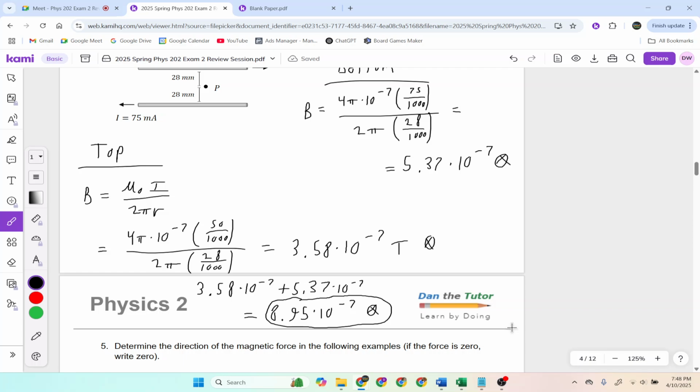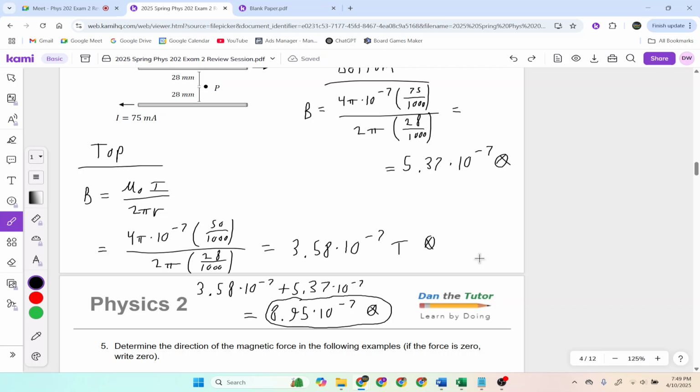If one was into the page and one was out of the page, would you subtract? Yes, I would subtract them, and which one would be positive and which one would be negative? Generally speaking, I would just say the stronger one is positive. What do I mean, the stronger one? The higher number. So let's say this was into the page and the other one was out of the page. I would keep this guy positive and I would make this guy negative.